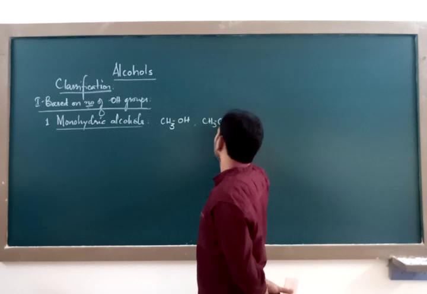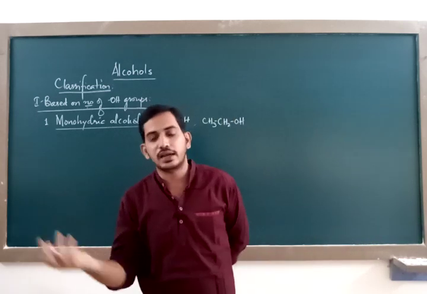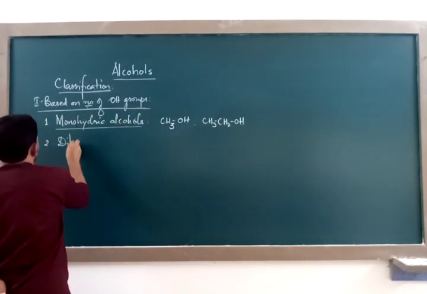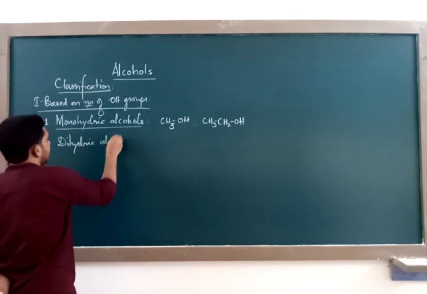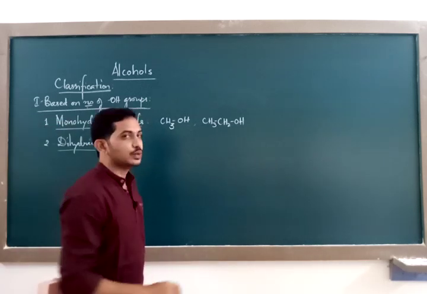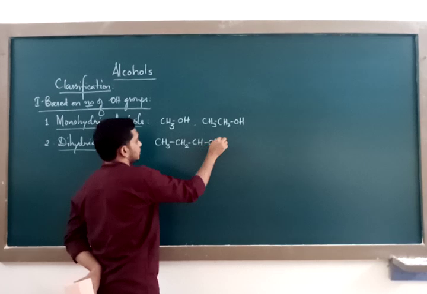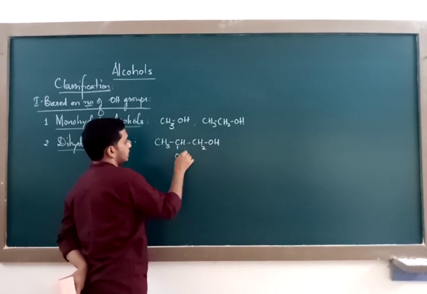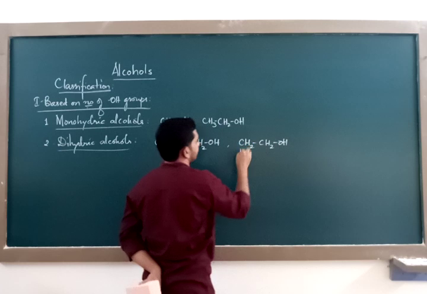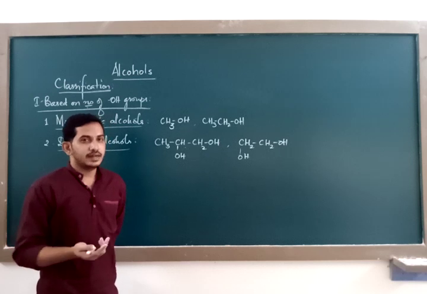Similarly, in this example only one hydroxyl group is present. Methanol, ethanol, or methyl alcohol, ethyl alcohol, all these are monohydric alcohols. Then the second, dihydric alcohols. Dihydric alcohols are those in which two hydrogen atoms of alkanes are replaced by two hydroxyl groups. Example, CH3, CH2, CH, OH, here also OH. This could be one example, or this could be one more example, and so on. If any compound contains two hydroxyl groups, then it is called a dihydric alcohol.